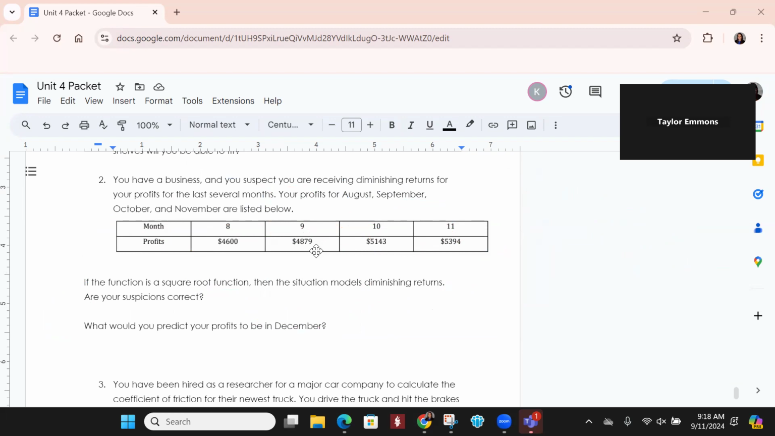All right. So you have a business and you suspect you are receiving diminishing returns. What does diminishing returns mean? Well, when we talk about profits, that's how much money we're making, right? Diminishing returns, does that sound like a good thing or a bad thing? Bad thing. You're not getting as much profit.